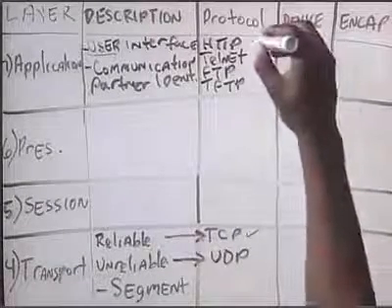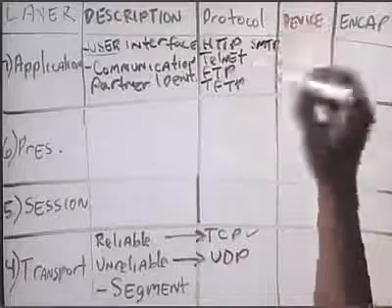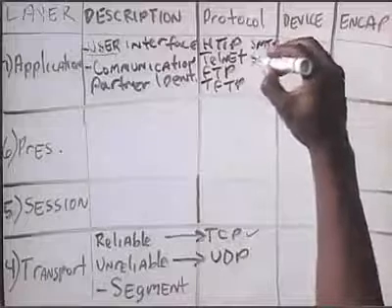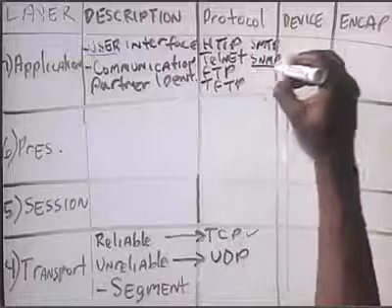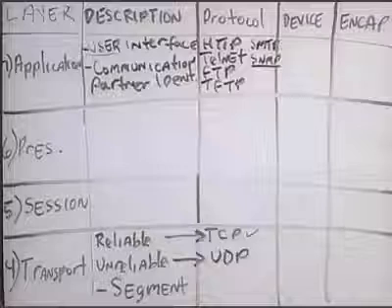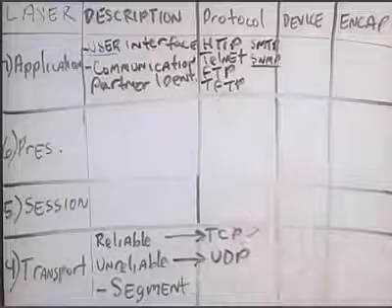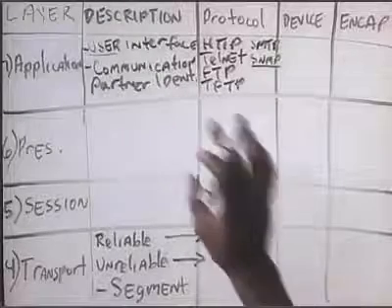I can throw in a couple of others real quick. SMTP, Simple Mail Transfer Protocol, is for email. SNMP, Simple Network Management Protocol, is used for managing your network. These are a few examples of protocols that you would utilize at the application layer.